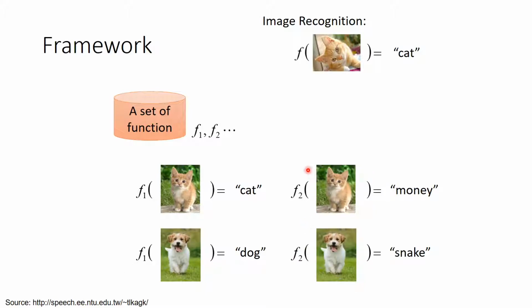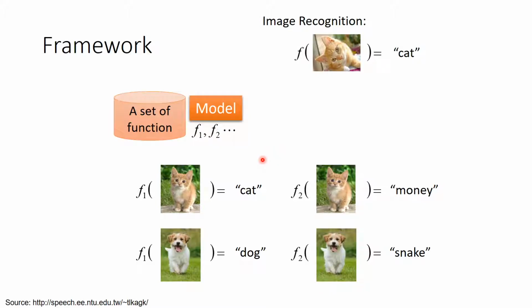And maybe another function, F2, sees the same picture but says this is a monkey, and F2 sees this and says it is a snake. So we know this is wrong.